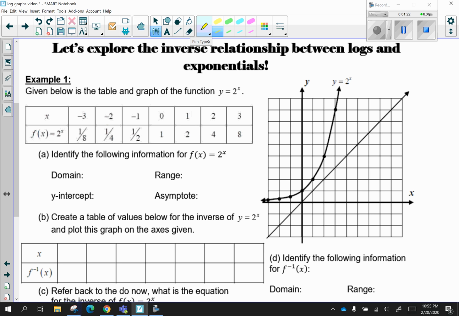Given below is the table and graph of the function y equals 2 to the x. And so here's our graph of y equals 2 to the x. Here's our table of values. Identify the following information for f of x equals 2 to the x. Pause the video and fill this information out.